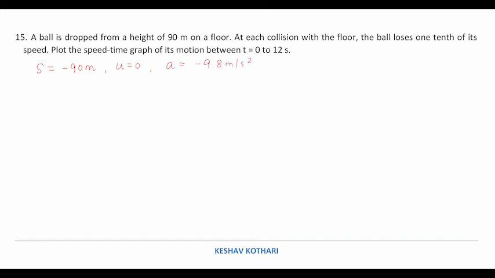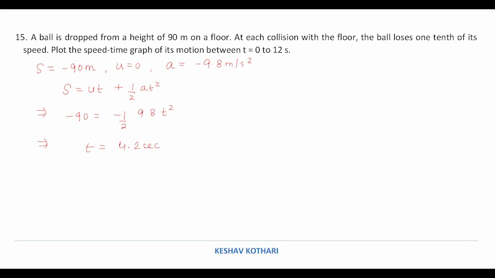So we are first of all calculating the first time when the ball is going to hit the ground. So we apply s equals ut plus half at square. We solve it as minus 90 equals 0 minus half into 9.8 t square. From here we obtain t equals 4.28 second.